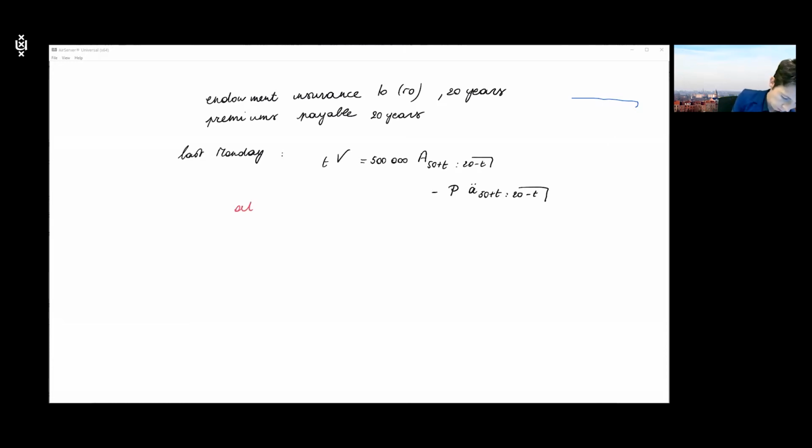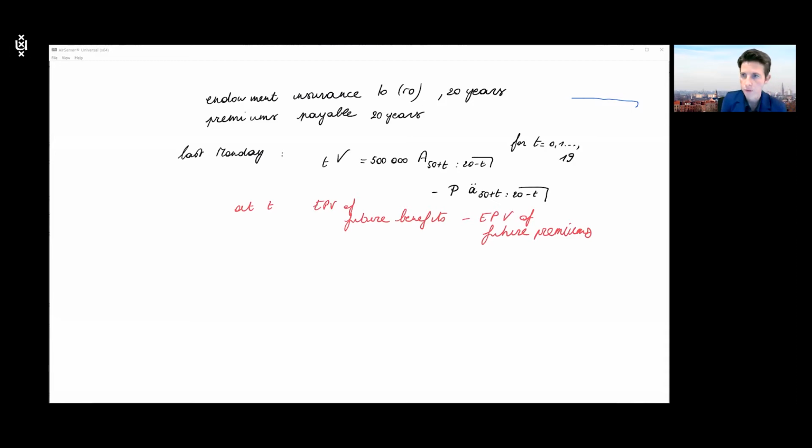Yeah, so that's how you can see it. You've got at time t the EPV of future benefits minus the EPV of future premiums. And that's the amount of money that you will have to hold, at least in terms of expected values. This is the expected amount of capital that you need in order to be able to fulfill your liabilities towards your clients, right? Now, with an endowment, this is a little bit peculiar. So we could say that this expression holds for t is 0, 1, up to time point 19.